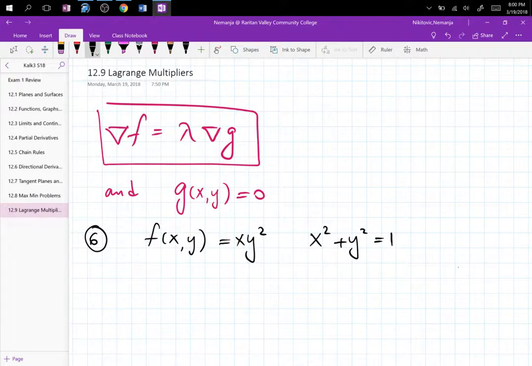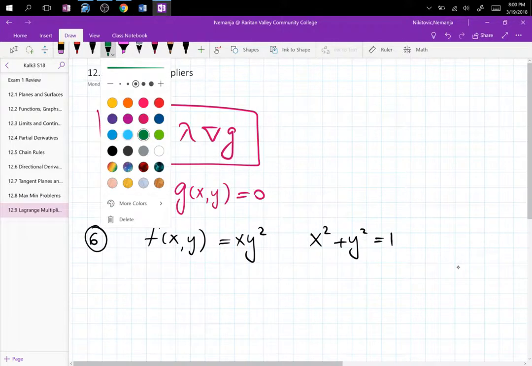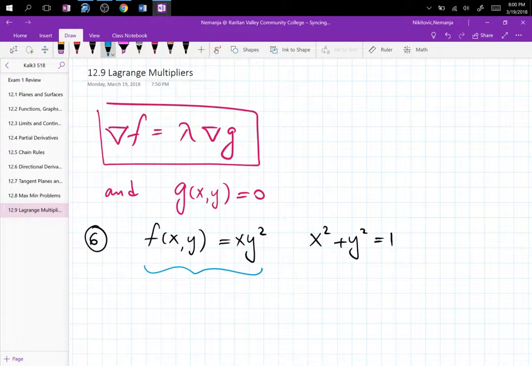Now, I'm going to give you some words. This one over here is called the objective function, because that's where you're looking for min and max. And this one over here is called the constraint.